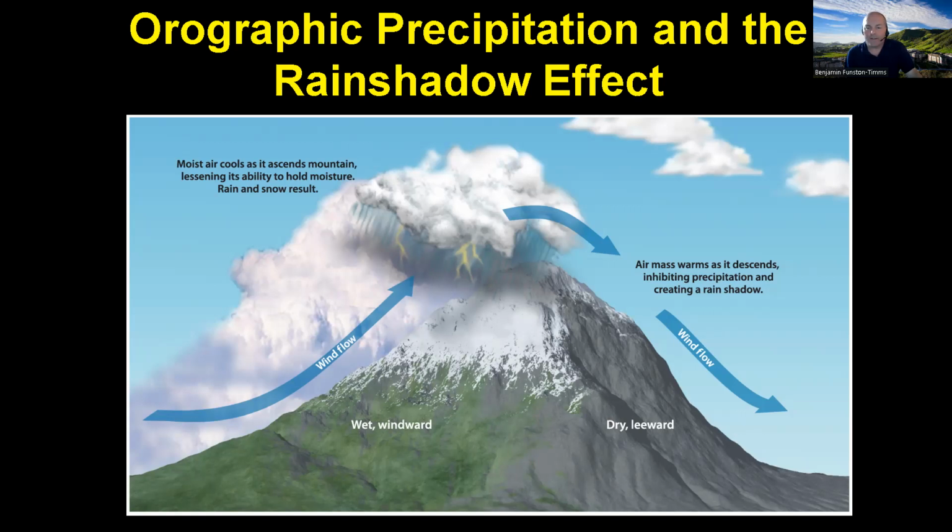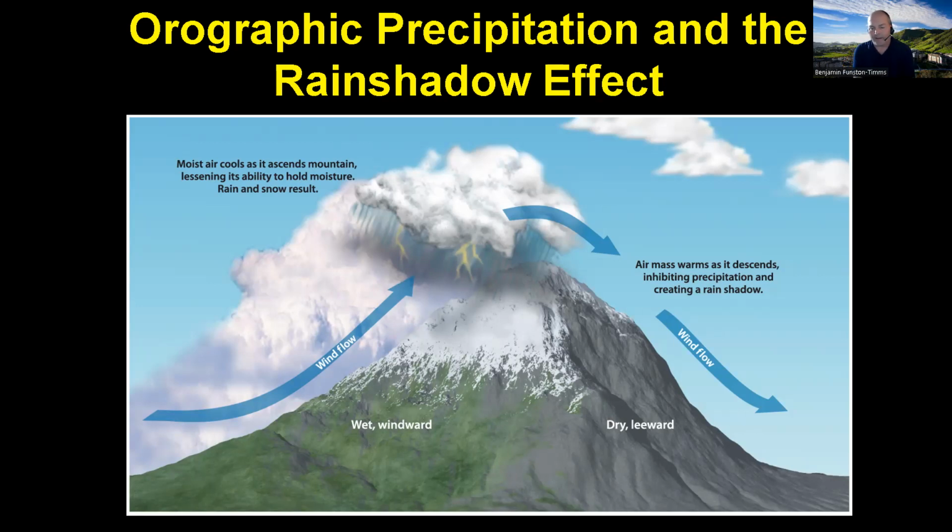You can see that in the Sierra Nevadas, right? As you go to the Sierra Nevadas, like by Yosemite, you get these pine forests, you get much more moisture. But if you drop over, the air has lost some of its moisture. It also warms as it goes down, and that's called the leeward side or the rain shadow.